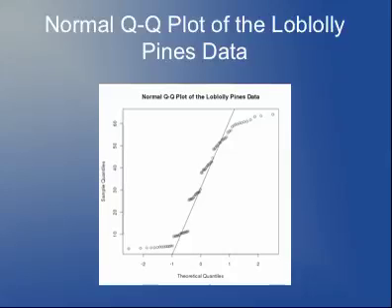So even the Loblolly-Pine data, this isn't normal, but it's a sample of size 80. Usually by the time you have a sample of size 80, it doesn't matter how bad your data is going to be, and this data really is not that bad.